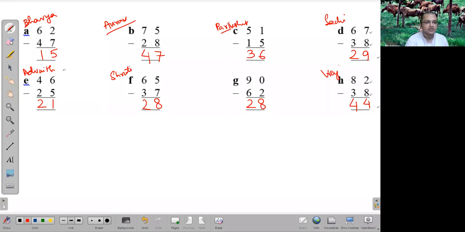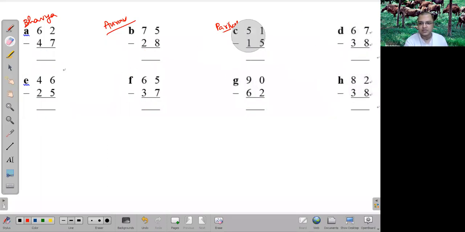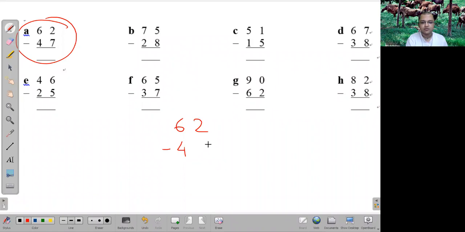Okay. So now let us learn the left to right method, which is actually the Vedic maths method. This was my method. Now let's learn the Vedic maths method. Let me show the first one. 62 minus 47.